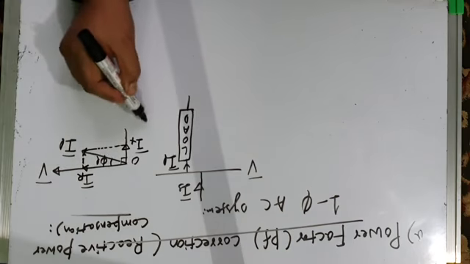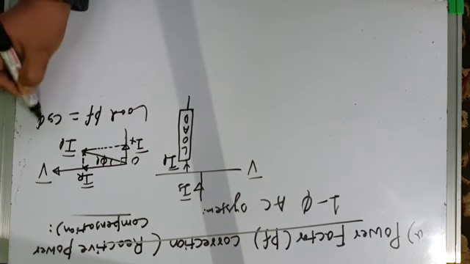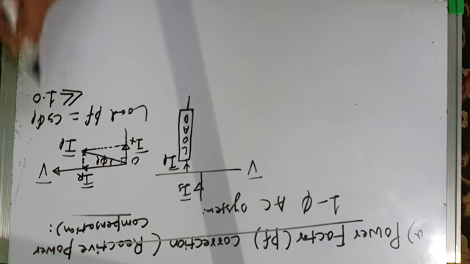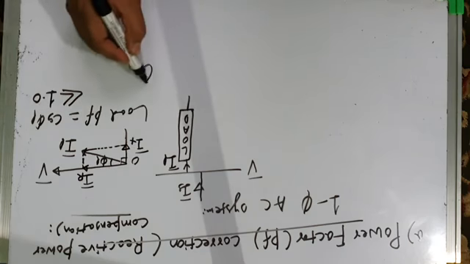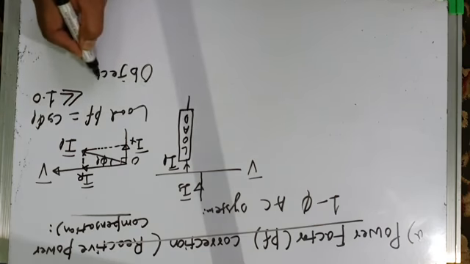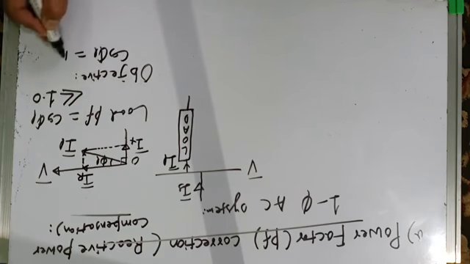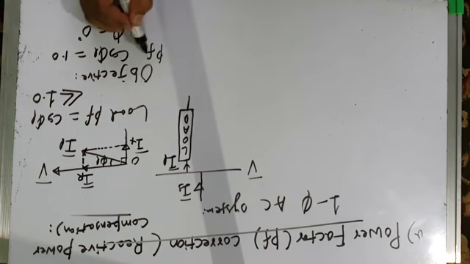And what is load power factor? Load power factor is cos phi L. It is much smaller than unity, and we want to compensate it. What is our objective? Objective is to improve the power factor to unity. That means making the power factor angle equal to 0 degrees, so that cos 0 is 1. This is our aim, to correct the power factor to unity.